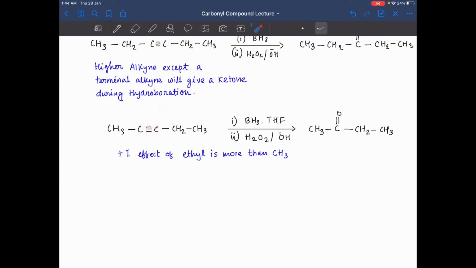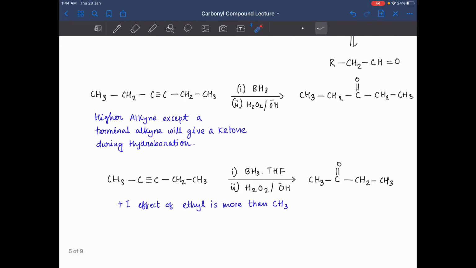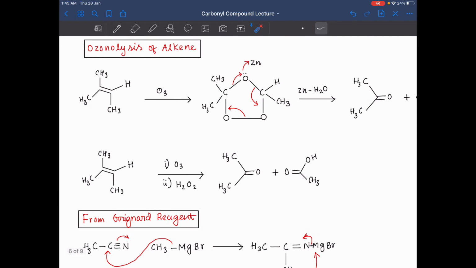Next step, the oxidation, it will be OH. We know the BH2 group will be converted to OH, and this is the enol form. After that, tautomerization will occur, and that will produce this product. I hope you have understood. Next reaction.